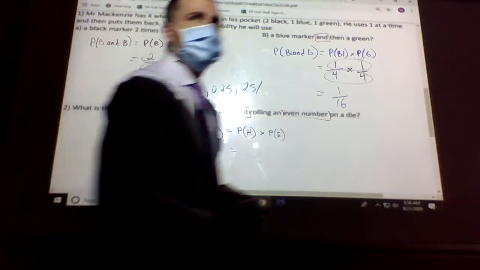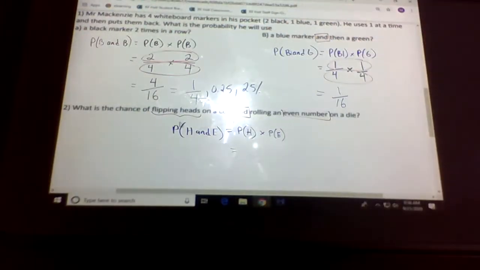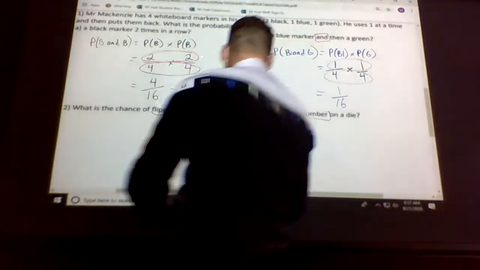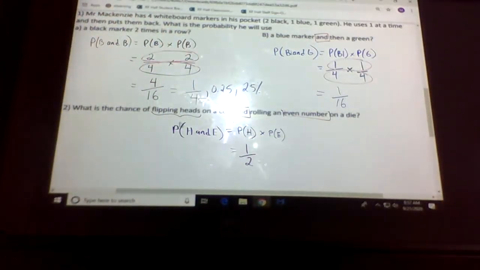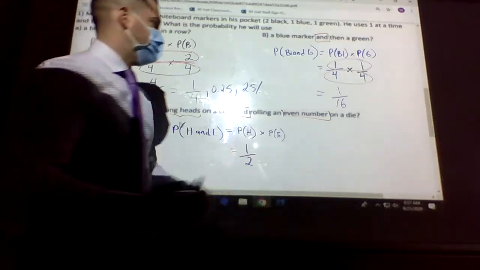Okay, so if I flip a coin, what's the probability it'll land as a heads? What's the chances? 1/2, good. So there's one heads out of possible two answers. So 1 out of 2 options. The 2 options are heads or tails.